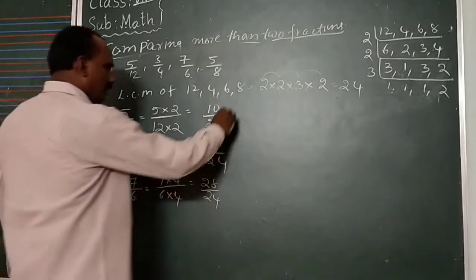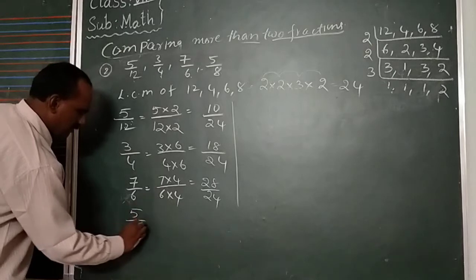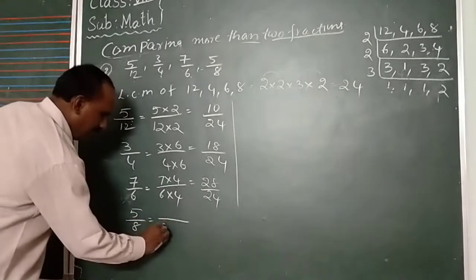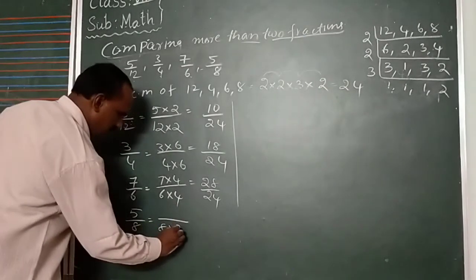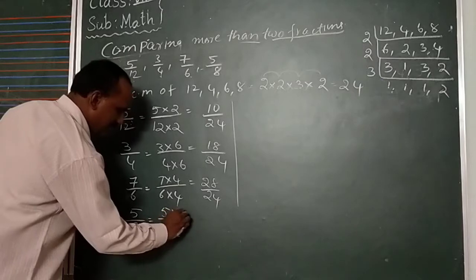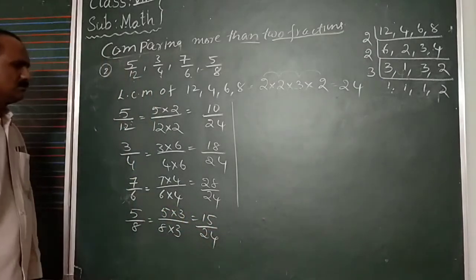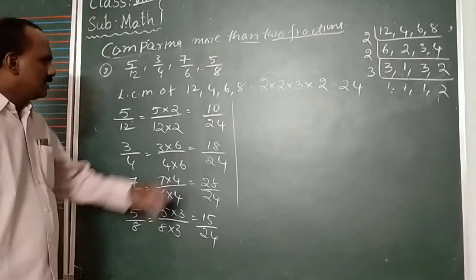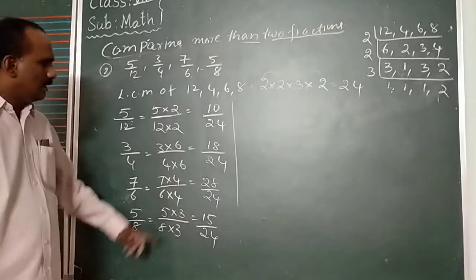Next, 5 by 8. The 8 must be converted to 24. 8 3s are 24, so 5 into 3. 5 3s are 15, 8 3s are 24. Which is the bigger and which is the smaller? Now all are like fractions: 24, 24, 24, 24.